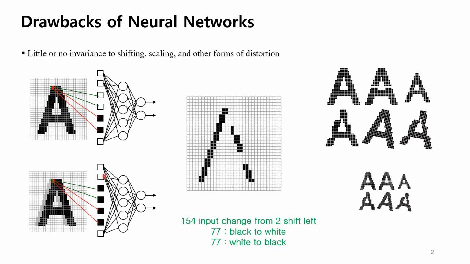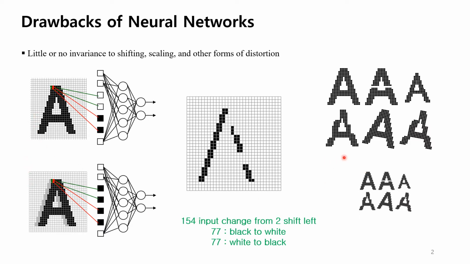So if you move this big image to the left by 2 pixels, there are actually 154 input changes in this image. Actually, 77 of them changed from black to white, and 77 of them changed from white to black. So that is a drastic change in terms of the pixel values. But clearly, it is the letter A, the same letter.